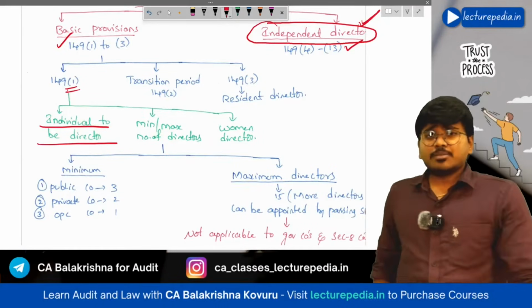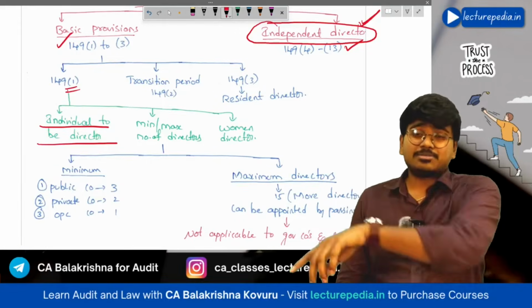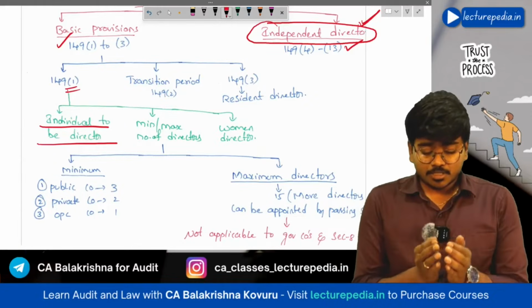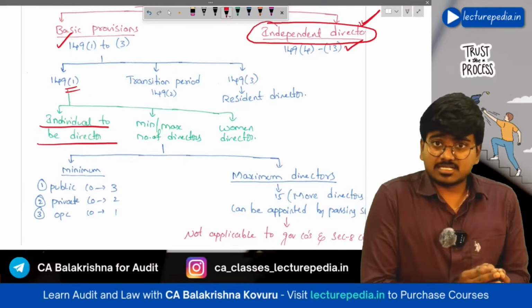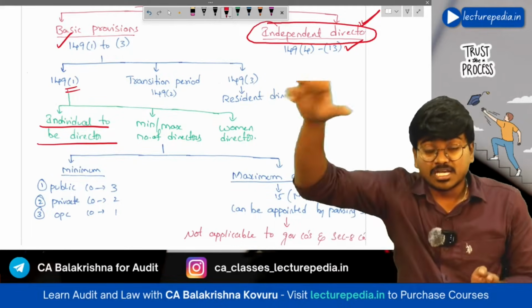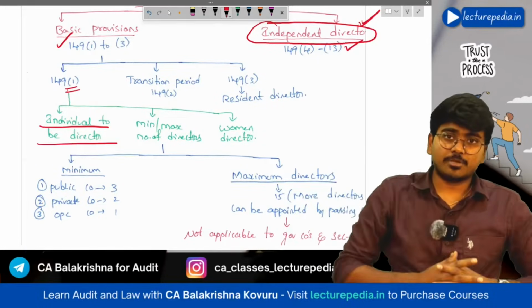And section 149 subsection 1 also specifies the minimum and maximum number of directors. Basically, in a company, what is the minimum number of directors that has to be there, and what is the maximum number that can be appointed? Even this minimum and maximum limit is prescribed by the Act.